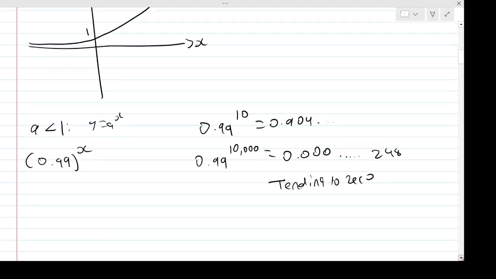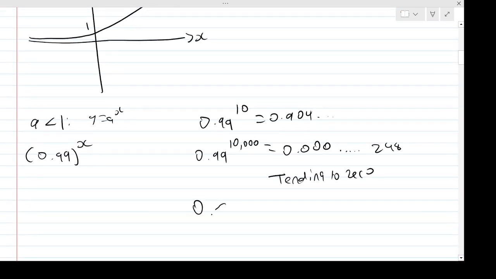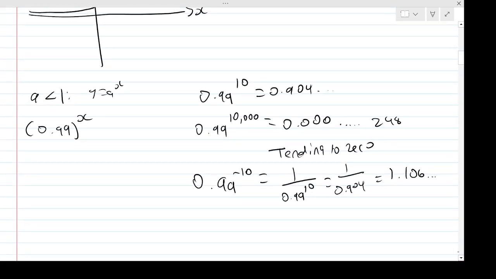Okay, and then what about if we did the other way around? What if we did negative, say 0.99 to the negative 10? Well, we could do the reciprocal then. So it's 1 over 0.99 to the power of positive 10. So again, hopefully you notice if we're dividing by a number less than 1, this would be 1 over 0.904. If we did that in a calculator, we get 1.106. So it's actually bigger now. It's gone bigger than 0.99.